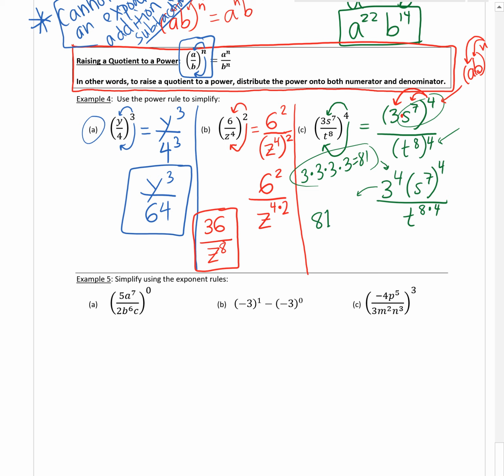That's fairly small. That's not a huge number. And then s to the... This is another example of one base, s, with 2 powers, 7 and 4. I'm going to multiply those powers. 7 times 4 is 28. And then in the denominator we have t to the power of 8 times 4, which is 32. There it is. I don't think it gets much better than that. That's as simple as it gets. Alright, I think that looks good.